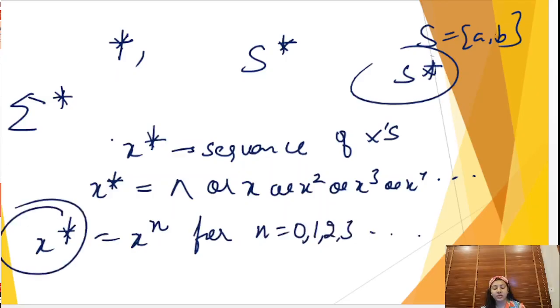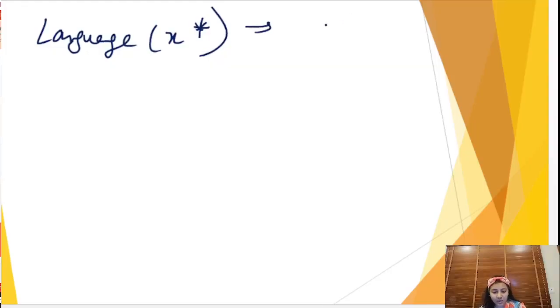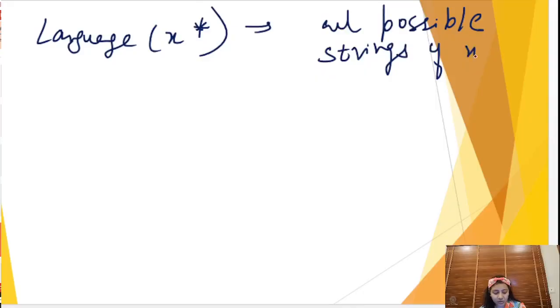Now we can also define the language defined by this regular expression. So how to define the language defined by this regular expression? The language of the regular expression x star defines all possible strings of x's of any length, right? This is what the language defines.